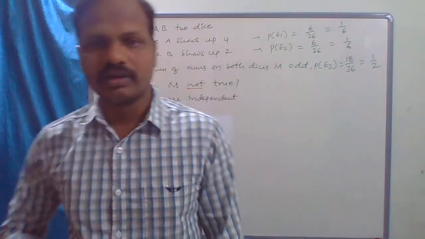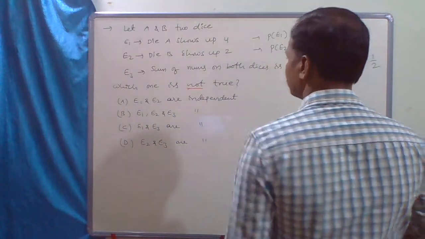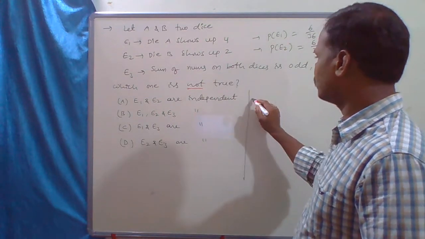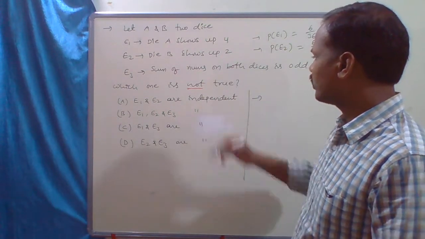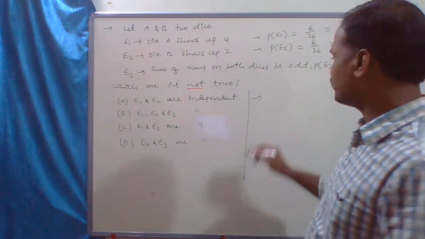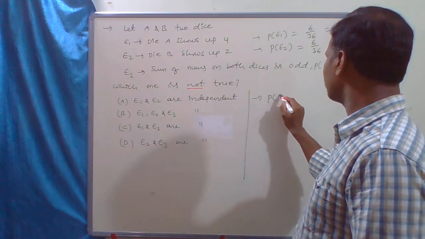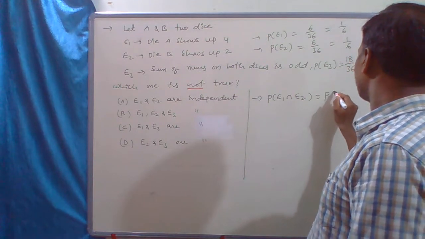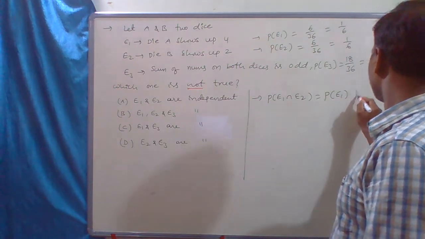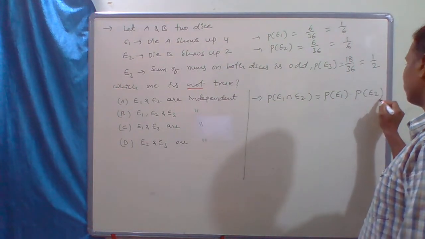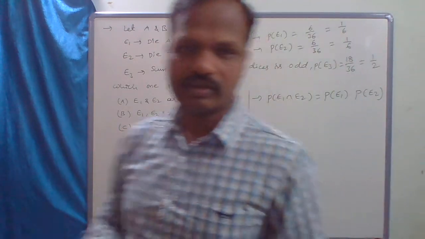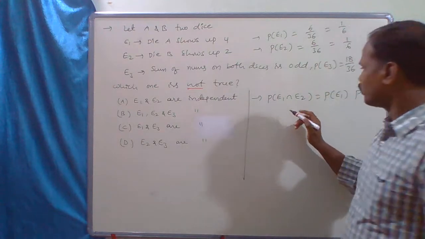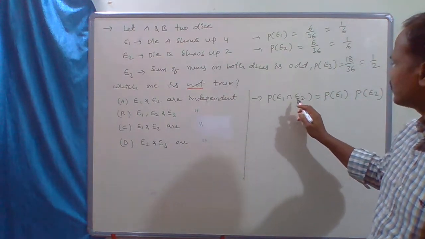Clear? Now we have to check the options. The first one: E1 and E2 are independent. So independent means which condition they have to satisfy? E1 intersection E2 equal to probability of E1 into probability of E2. Then E1 and E2 are said to be independent events. Okay? Now, the probability of E1 intersection E2.